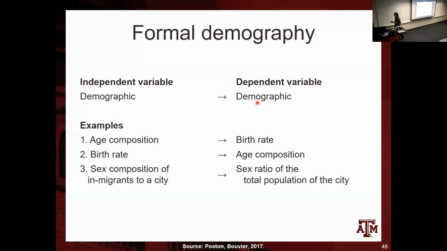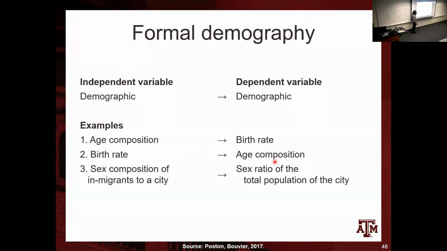For example, I want to know if specific areas that have higher percentage of young adults have higher birth rates than in other areas. Or I want to know if areas that have high birth rates will affect the age composition of that population in the long term, in the sense that having higher birth rates, more babies being born, in the next few years, you're going to have a higher percentage of children in that population. It affects age composition.